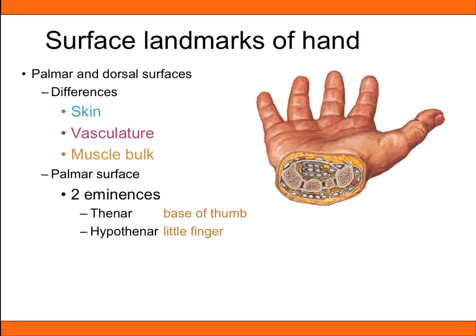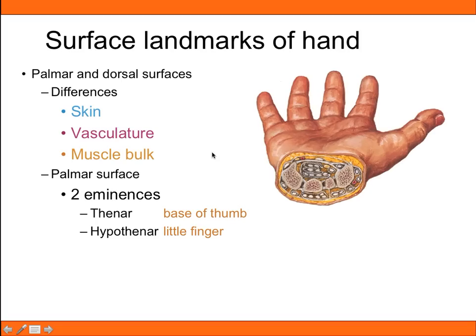So let's start superficially. What are the differences between the palmar and the dorsal surfaces of the hand? Well, one is terminology. Palmar in the hand can also be replaced with the synonymous term volar, so you may hear the term volar instead of palmar. Differences: skin. Obviously the palmar skin is hairless. Vasculature. We won't go into this just yet, but there are some profound differences in the vasculature. Most of the arterial and venous structures that you'll find in the hand are going to be on the palmar side. And also muscle bulk.